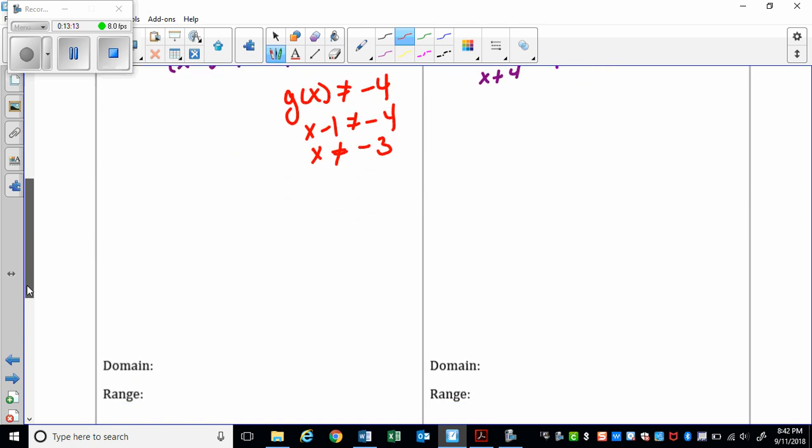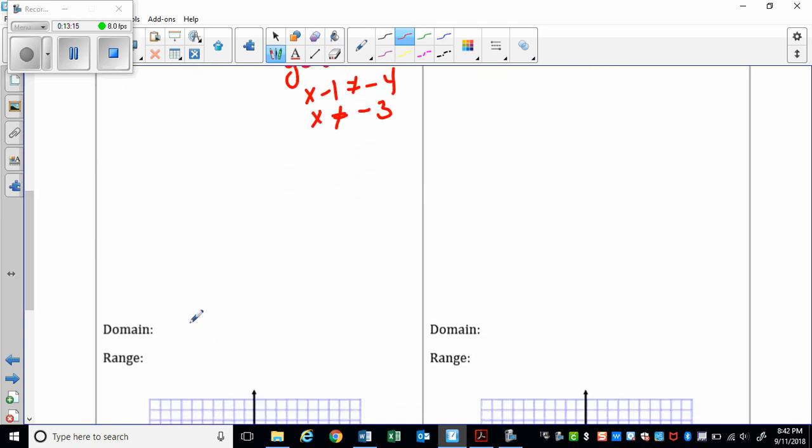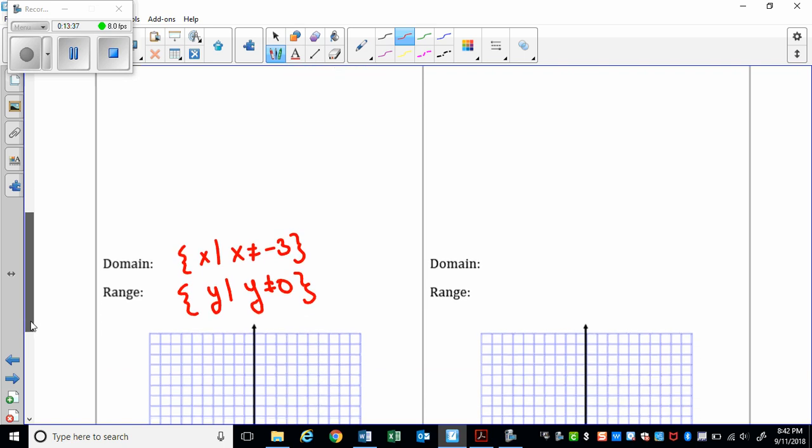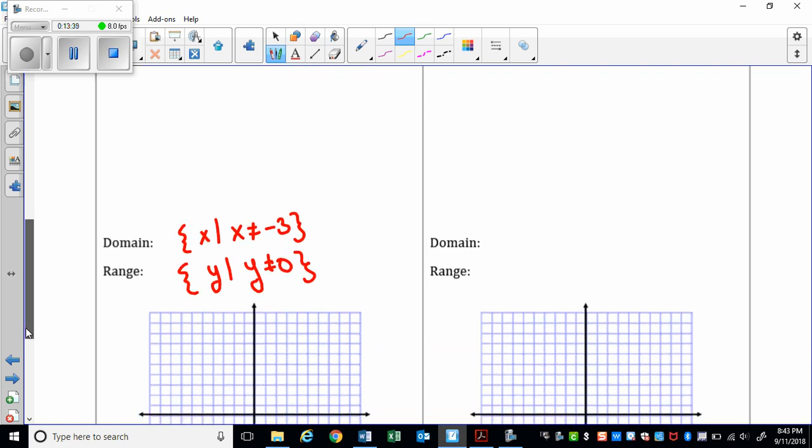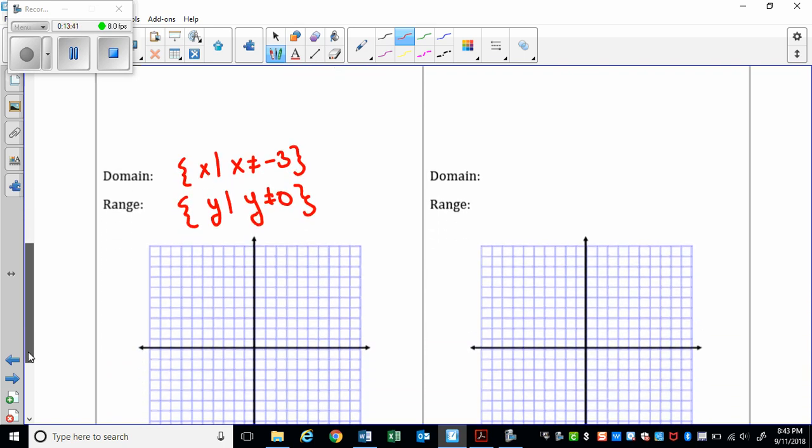So my domain for this is going to be all real numbers except for when x is equal to negative 3. And my range is still going to be y cannot be 0. Okay? So we'll go over graphing this in a second.